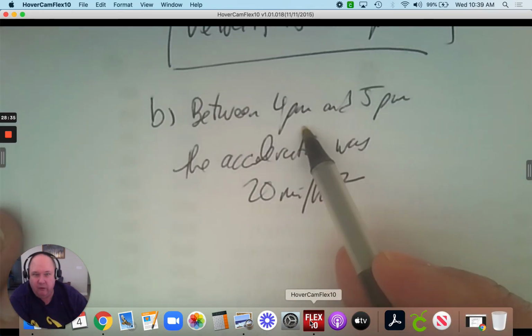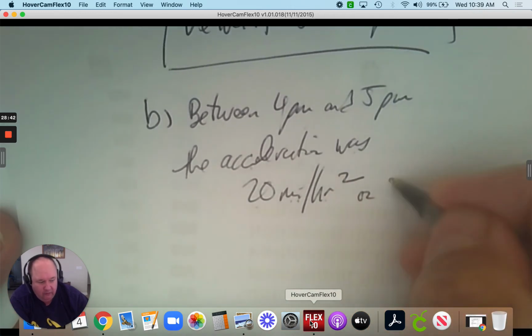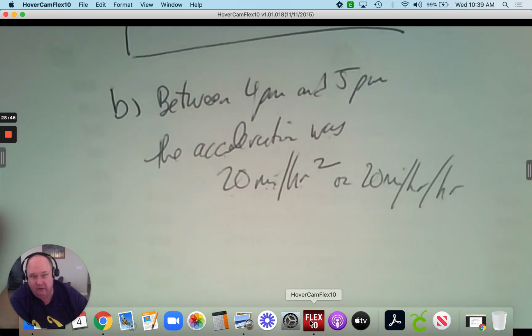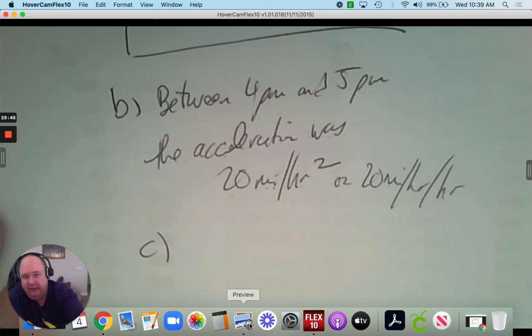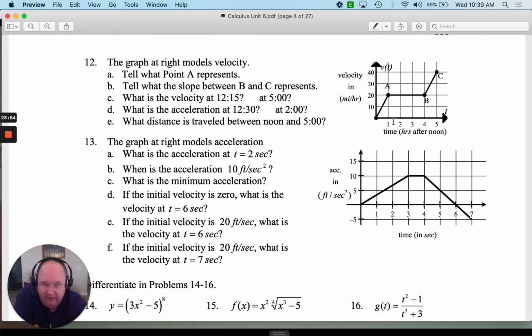So between 4 p.m. and 5 p.m., the acceleration was 20 miles per hour squared. Or you could write it 20 miles per hour per hour. That's another way to write acceleration. Part C. What is the velocity at 12:15? So at 12:15, we're in the middle of this segment here, right? From 0 to 1, 12:15.